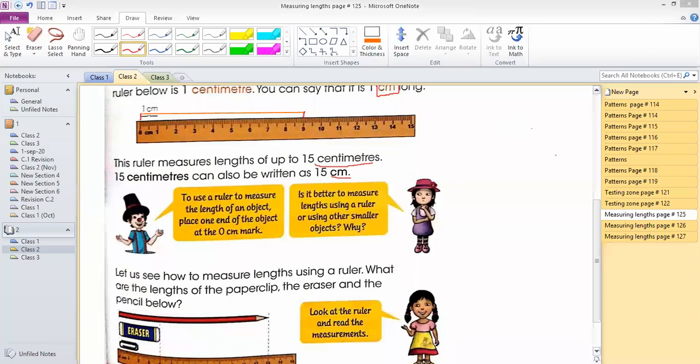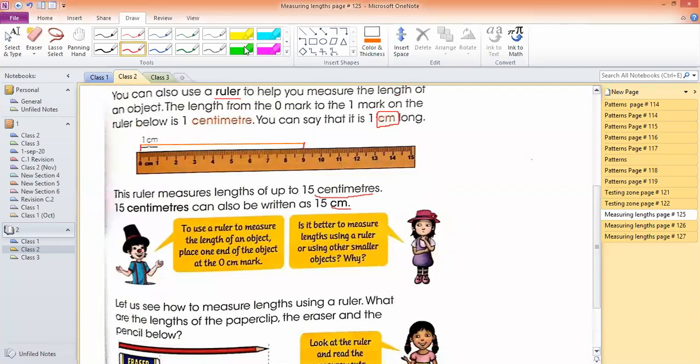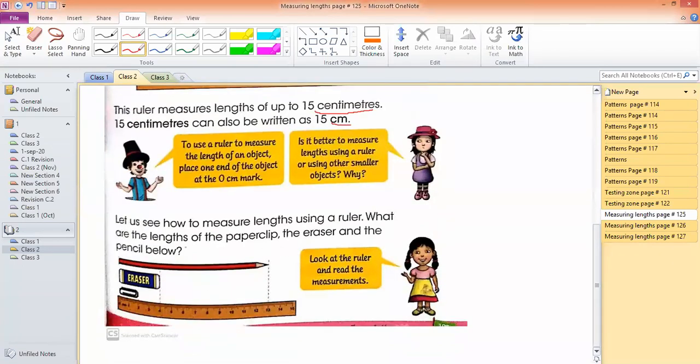Okay, guys. So you know that if you want to measure any object, any line, you will put it up to the zero side and you will check up to what number the end is reaching. Look here, this is also a ruler. Here, pencil, razor and paper clip. You are measuring these three things with the help of a ruler.